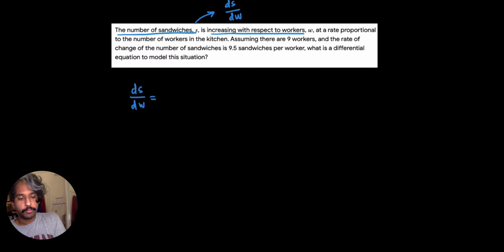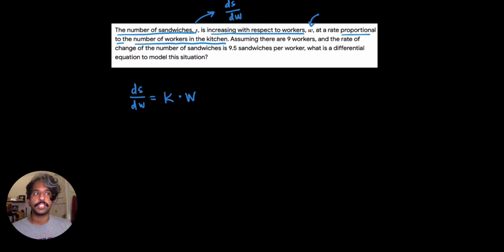At a rate proportional to, not inversely proportional, just proportional, which means that this is a direct proportional relationship, which means we have k times something. To what part? The number of workers in the kitchen. Remember, workers is W. It's just that number, so k times W. All right, what do we have to do next?